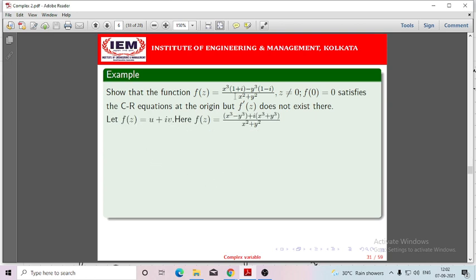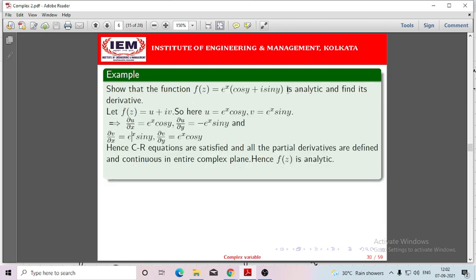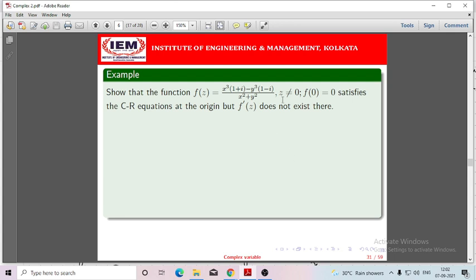f(z) is u plus iv. If you separate the real and imaginary parts, you will get u as this and v as this. Now here, at the origin we need to check. In the previous case, just look at the problem, no point is mentioned. That means you need to show that this is an entire function, that for any arbitrary complex number it is analytic. But in this case, it is given for a specific point, that is the origin. At the origin, we need to show that this is analytic.